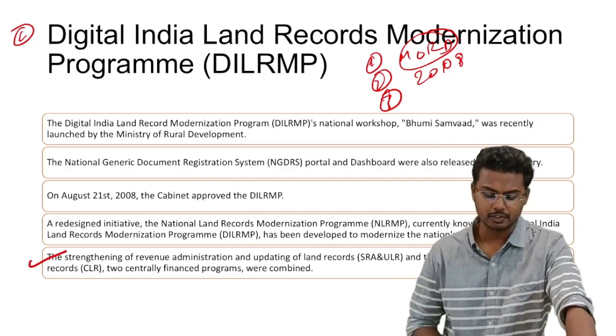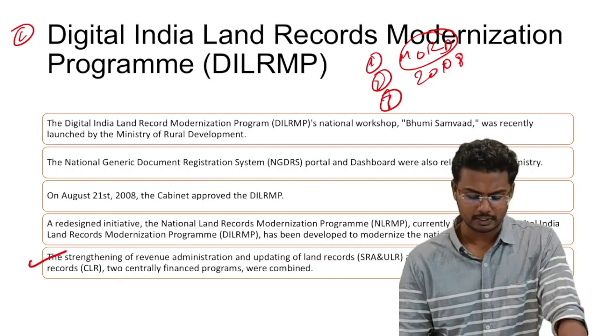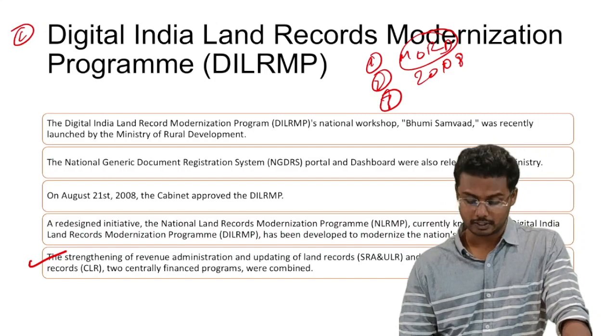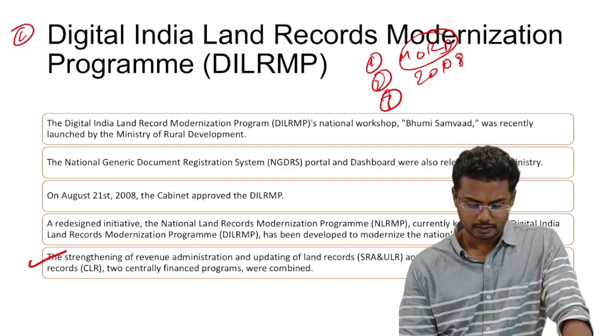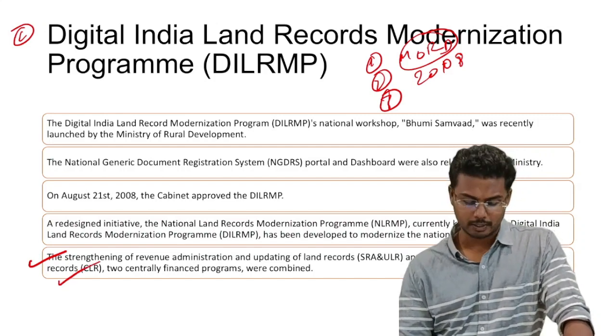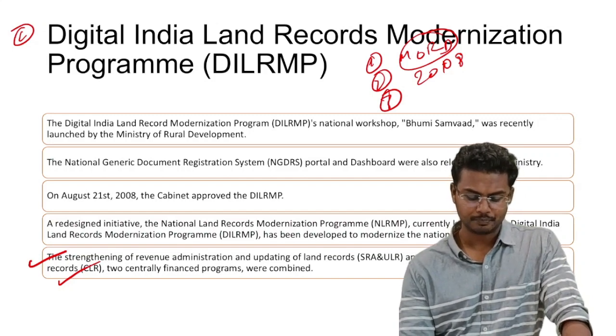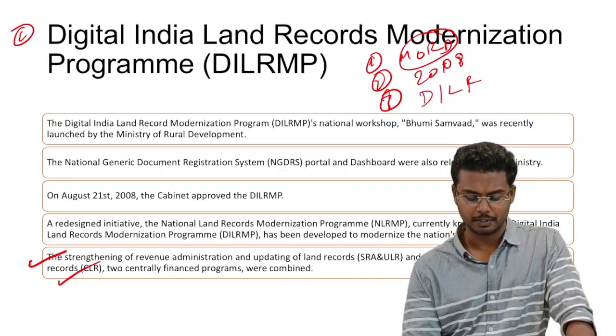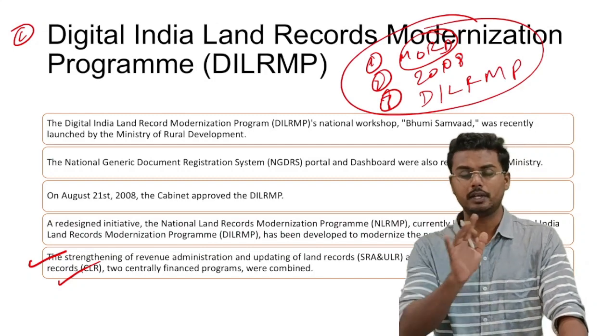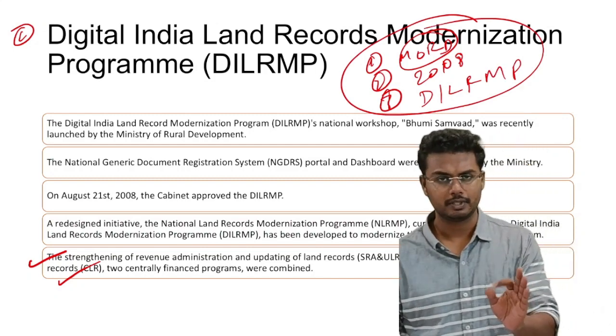That is the strengthening of revenue administration and updating of land records, and the computerization of land records. These two centrally financed programs have been combined and brought under the DILRMP. So these are the three important things that you need to remember from the examination perspective.